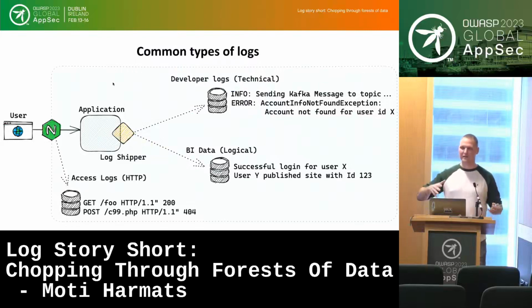And there are the things that we call BI events. These are the logs that tell the story of what happened logically in the system. They tell the story of the product workflow. Successful login for some user, or user published some website. And we at Wix separate them into different databases. They can also be stored in the same database. They can be written to the same log, but we have these different flows and different log pipelines.